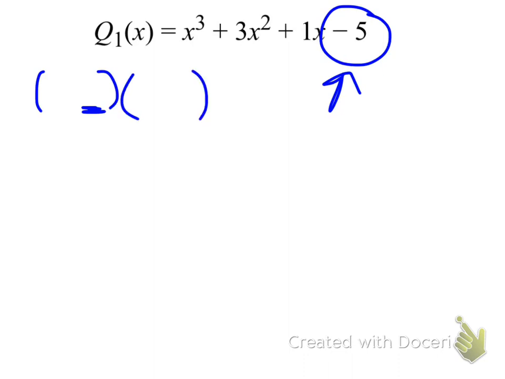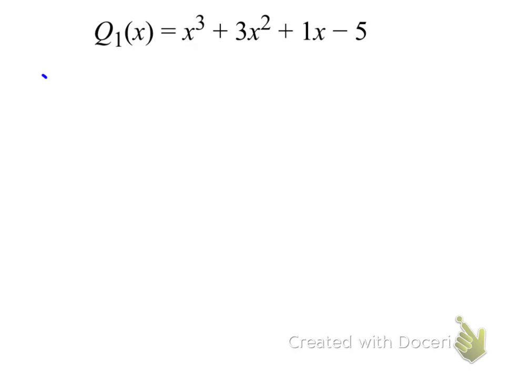Because when I'm multiplying all my factors together, however many there would end up being, when I multiply all these together, I'm going to end up getting a negative 5. That only gives me a couple of options. That means I have x plus 1 or x minus 1 as a possible factor, and I have x plus 5 or x minus 5 as a possible factor.